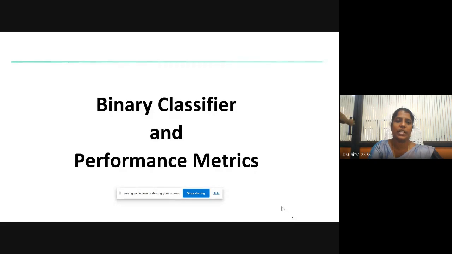In the supervised learning algorithm, the first one is the regression. In the regression, how do you find the performance? Mean square error, root mean square error, R square error. These are some of the techniques used to find the performance of the regression. Similarly, for the classification, we use some measures for identifying the classification performance.